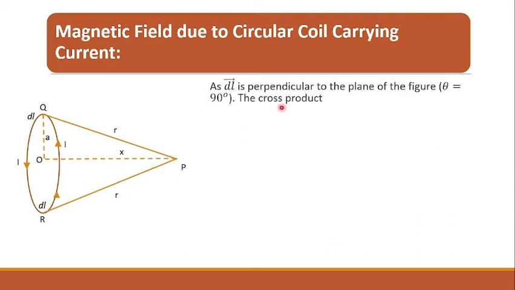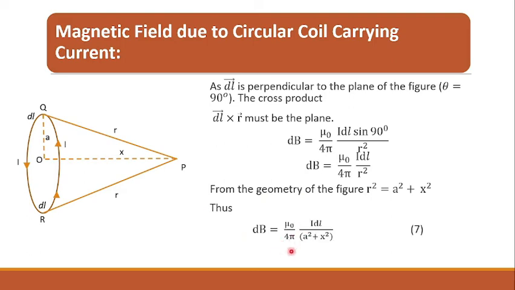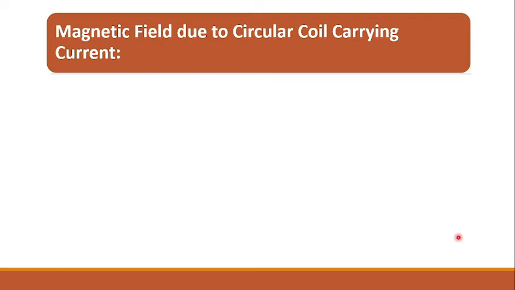As dl vector is perpendicular to the plane of the figure, theta is equal to 90 degrees, and the cross product dl vector cross r vector must be in the plane, and therefore dB is equal to mu 0 upon 4 pi times I dl sin 90 degrees upon r square, and therefore we get dB is equal to mu 0 upon 4 pi times I dl upon r square. From the geometry of the figure, we can write r square is equal to a square plus x square, and thus dB is equal to mu 0 upon 4 pi times I dl upon (a square plus x square). Let us call it equation number 7.